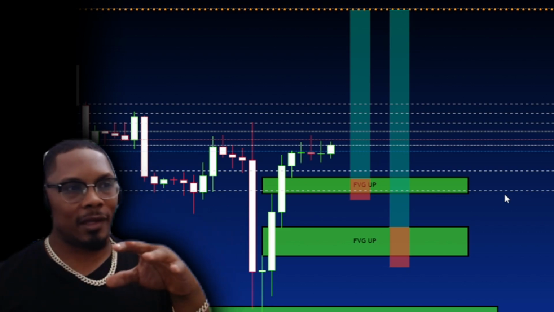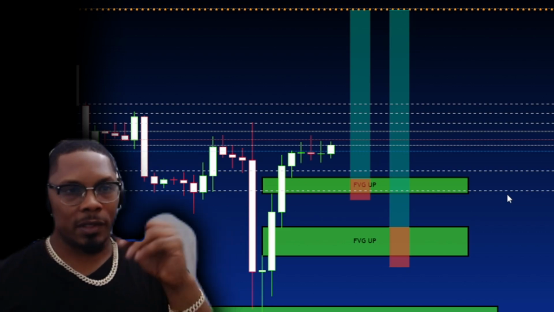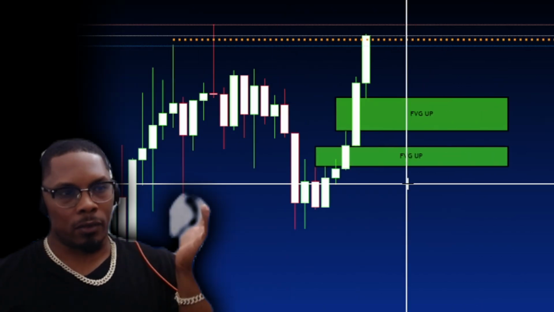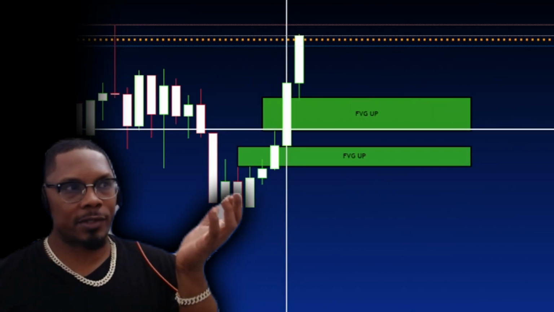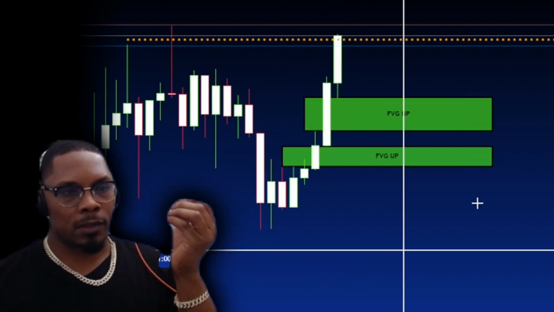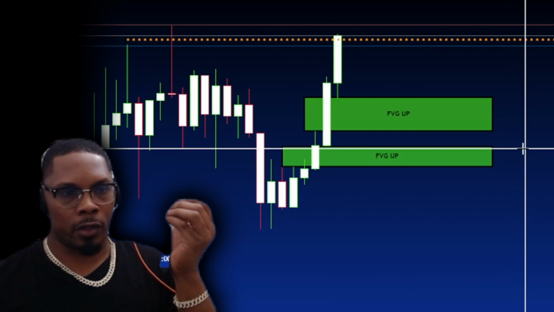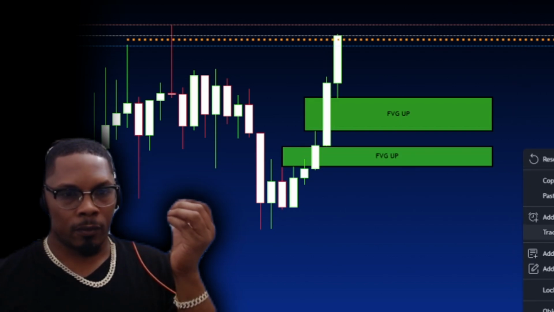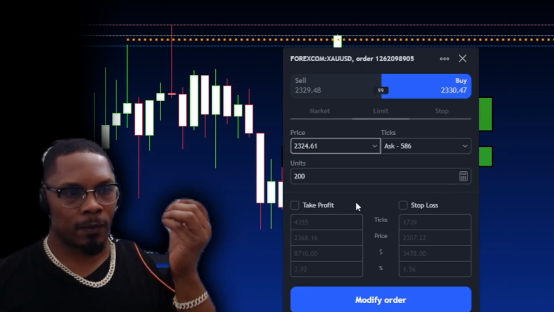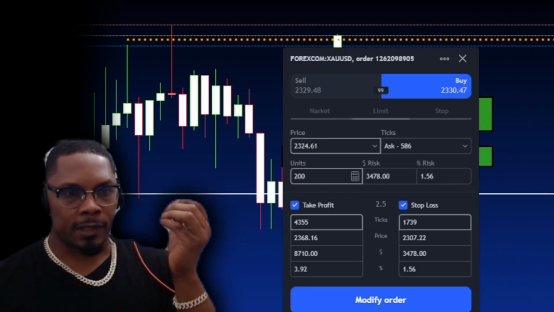Don't overcomplicate it, guys. You will absolutely get to the money. I had a perfect example of that. Look, here we go. Two fair value gaps on the 15-minute time frame. They're so close to each other. I'm absolutely going to have a buy limit order on the second one, just like this. Kaboom. Set my stop loss. Set my take profit.